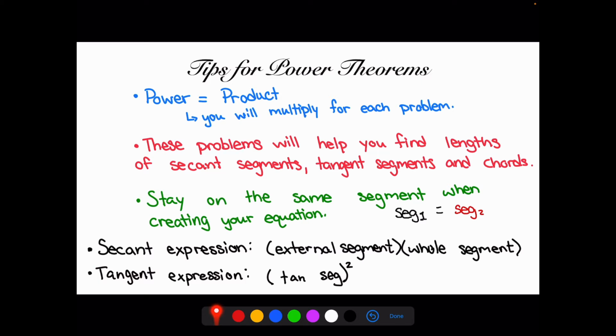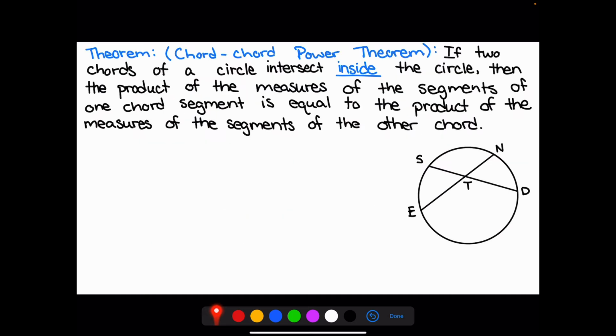So let's go ahead and see these power theorems. The first one that we have is the chord-chord power theorem. Now it gets its name because we have two chords here. I have chord EN, and I have chord SD. The chord-chord power theorem states, if two chords of a circle intersect inside the circle, which we can see here right at point T, then the product of the measures of the segments of one chord is equal to the product of the measures of the segments of the other chord.